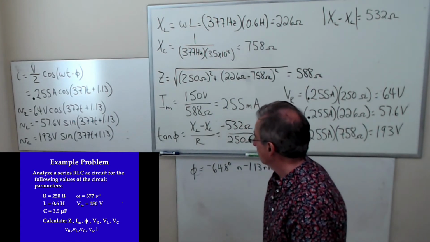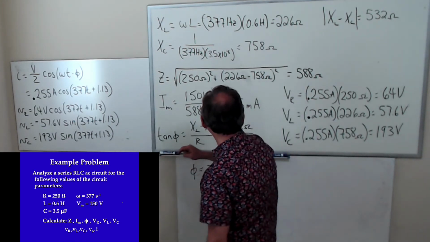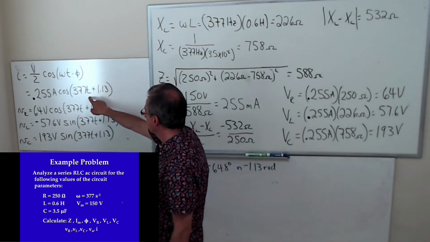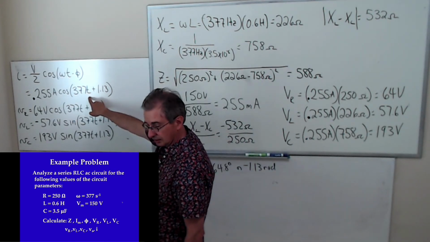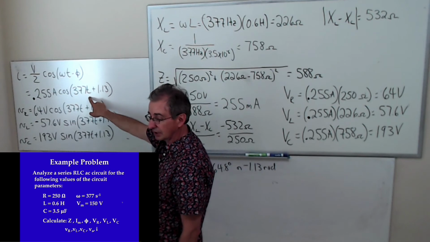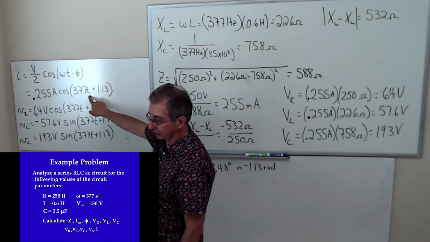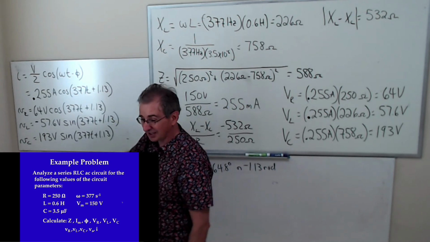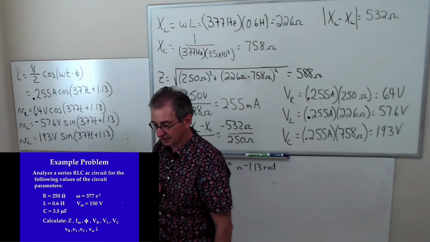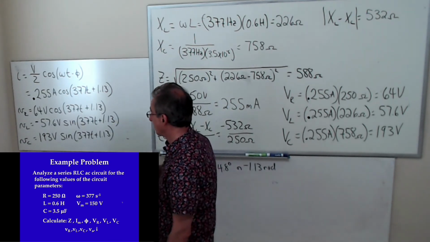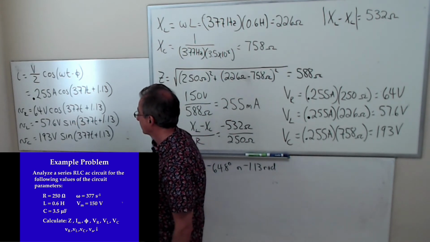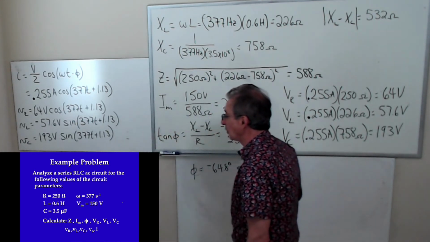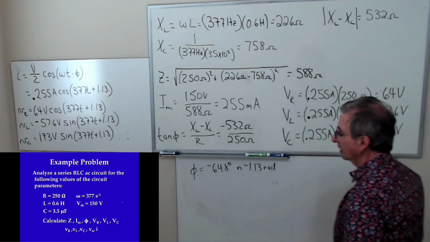Why is it a negative 57.6? The current is this, right? Yep. And the voltage across the inductor is the derivative of this, right? Yep. And the derivative of the cosine gives you a negative sign. Okay. Yeah, because remember the current lags the voltage.